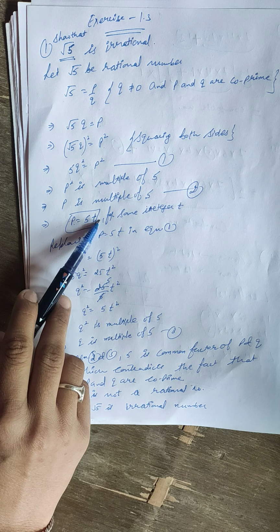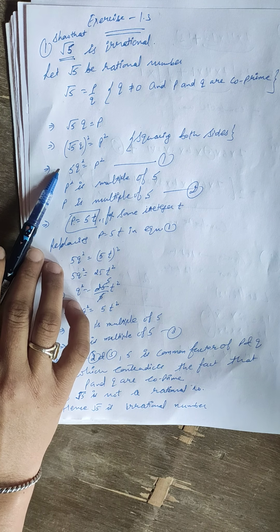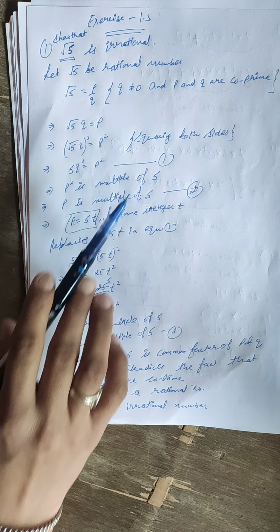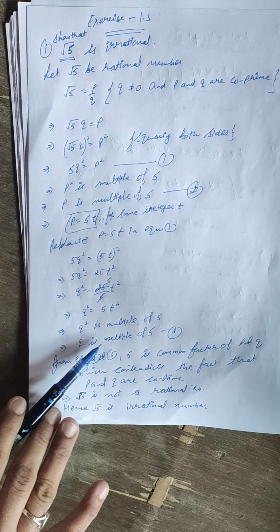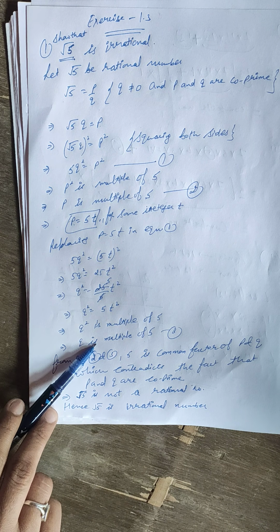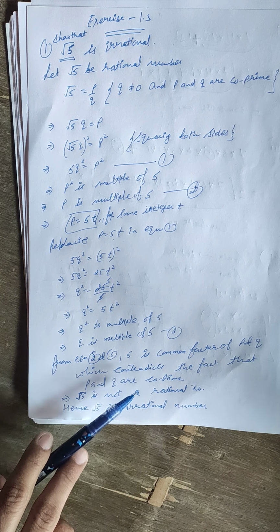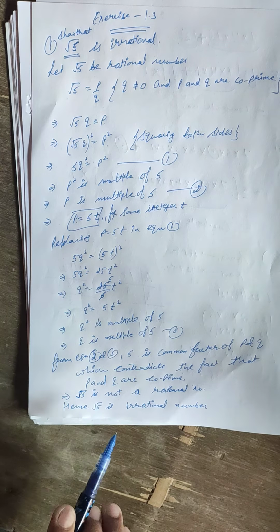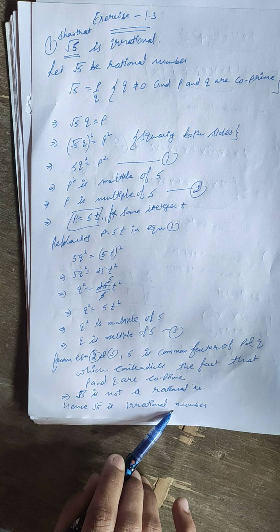Now if p is a multiple of 5, then it can be written as 5 into something, t. Then we have replaced the value of p in our condition, 5q square equals p square. After replacing the value, we got that q square is a multiple of 5, then it means q is a multiple of 5. Then from these two conditions, you have got that 5 is a common factor of p and q both, but it contradicts the given fact that p and q are co-prime. Then it means root 5 will not be a rational number, hence it is an irrational number.